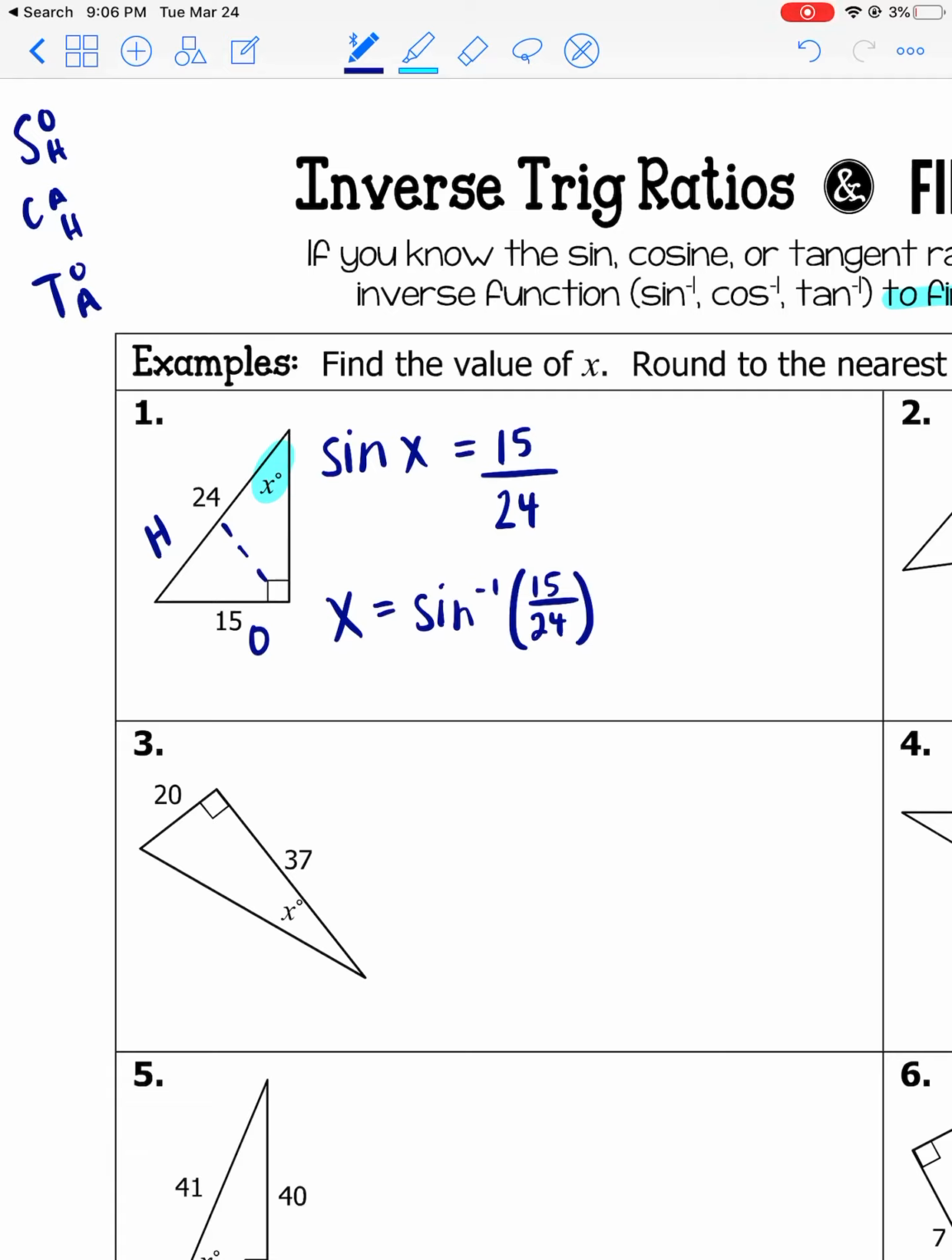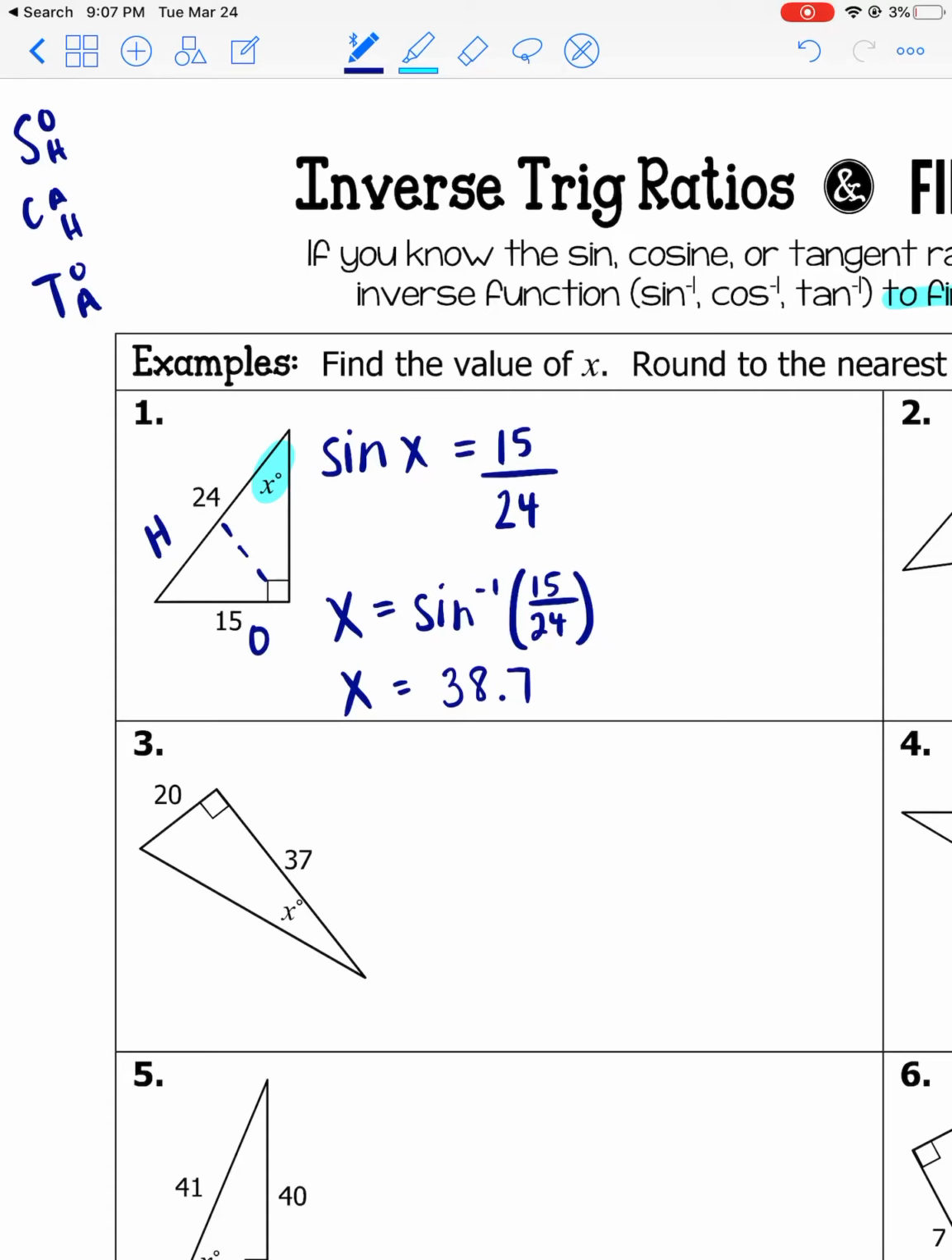And to get there, you're going to press shift or second, whatever your shift button is on your calculator, and then press sine. So you should now have sine of negative 1 in your calculator. And then in parentheses, do 15 over 24 and hit enter. And you're going to get 38.682, etc. So we're going to round 38.7. And that is now an angle.